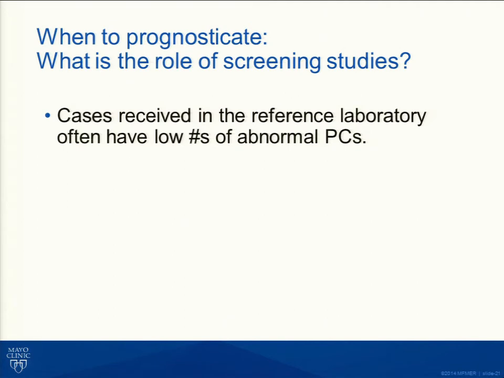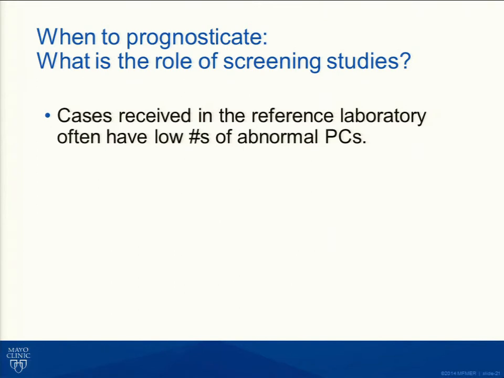So what's the role then of screening studies? This has come up. Again, we get a lot of patients coming through that haven't been previously treated for myeloma and not prognosticated, or we don't know the clinical history. So the question is, what do you do in a reference laboratory setting, in particular when you get cases with low numbers of abnormal plasma cells?